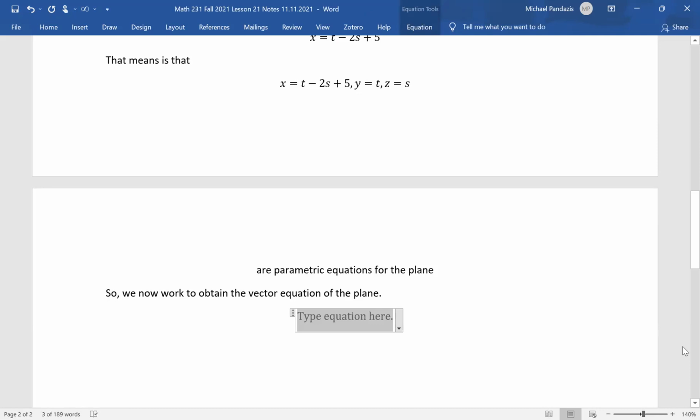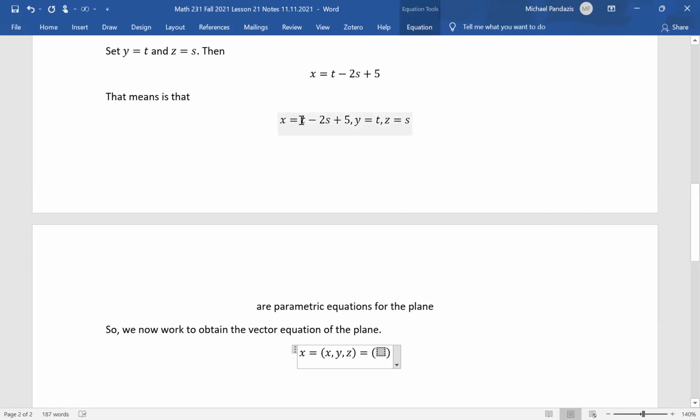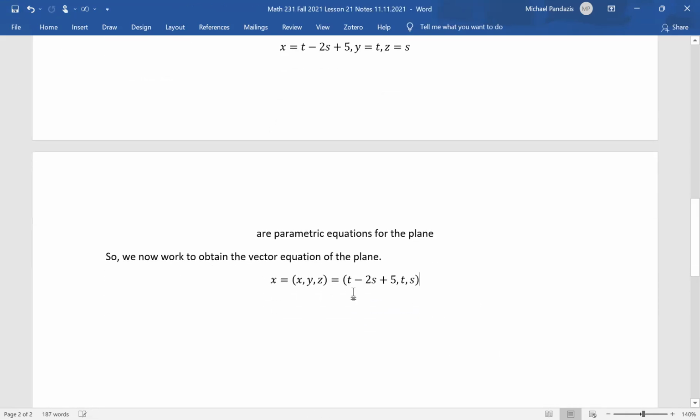Okay, and so if you have a point x on the plane whose coordinates are x comma y comma z, it's equal to, well, the x coordinate is given by this expression. This is an expression for the first coordinate of a point in terms of t and s. Y is equal to t, which means that t is an expression describing the second coordinate of a point in the plane. Z equals s, so that means that s is an expression for the third coordinate of a point on the plane.